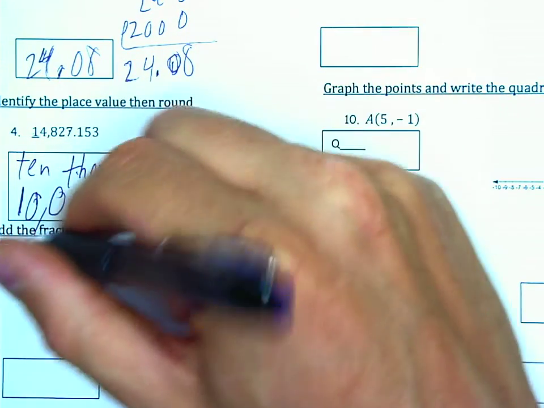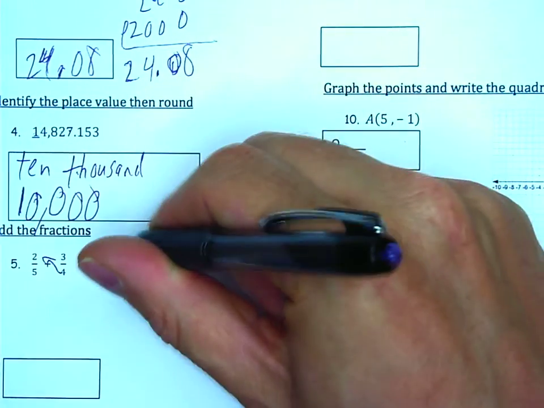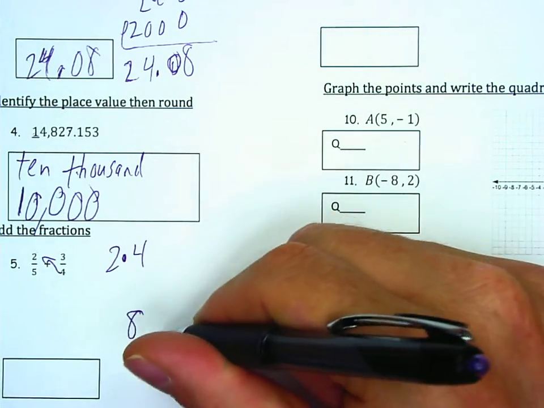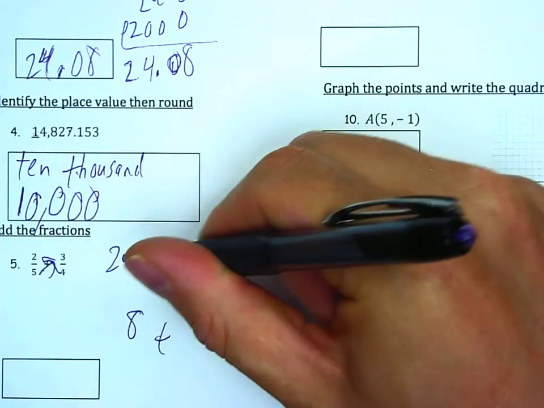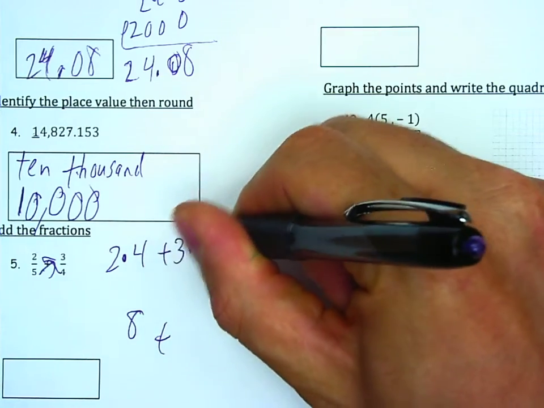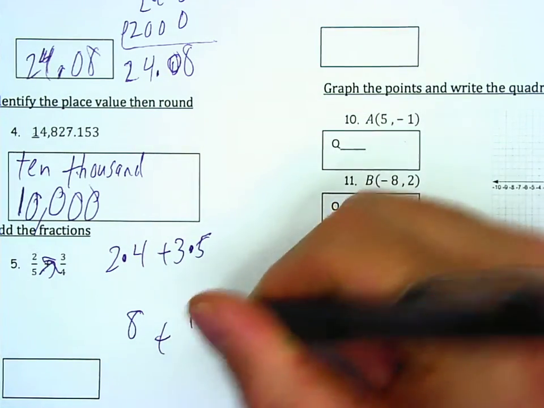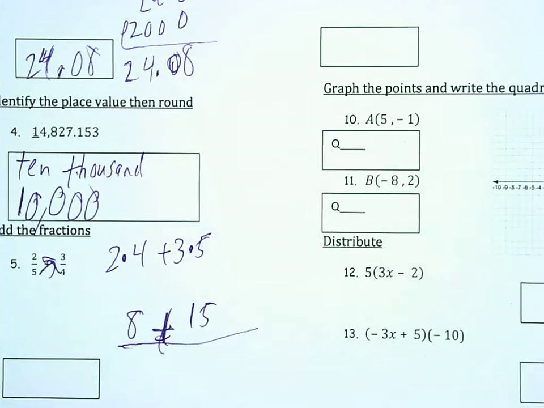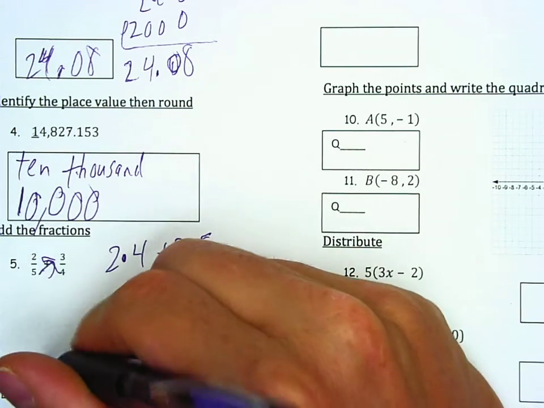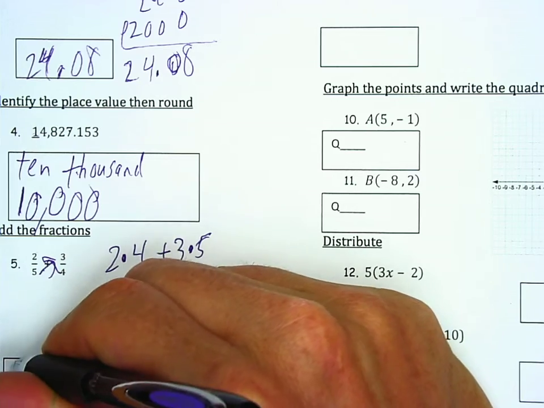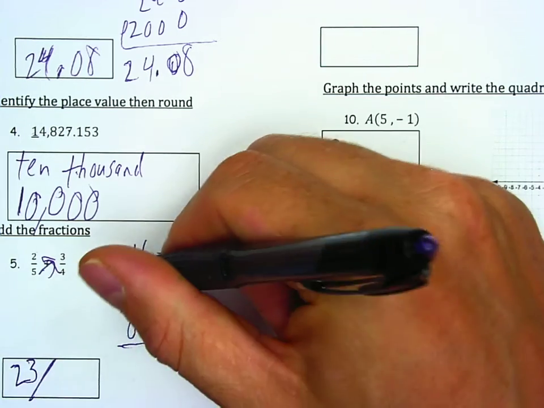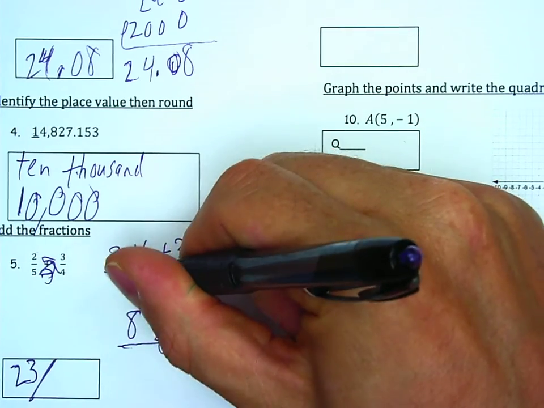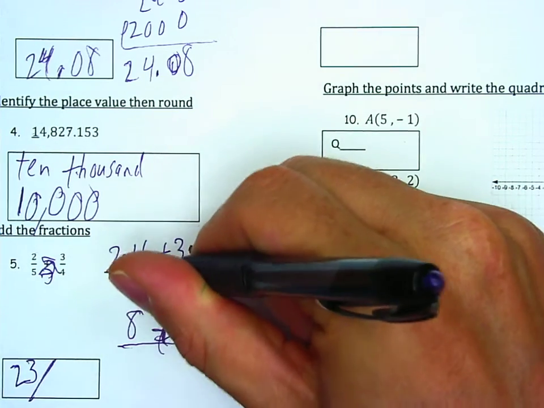All right, question 5. We're going to take 2 times by 4. That's 8. We're going to add to that 3 times by 5. 15. So 8 plus 15 is 23. Divided by, what goes in the bottom here is 5 times by 4. 20.